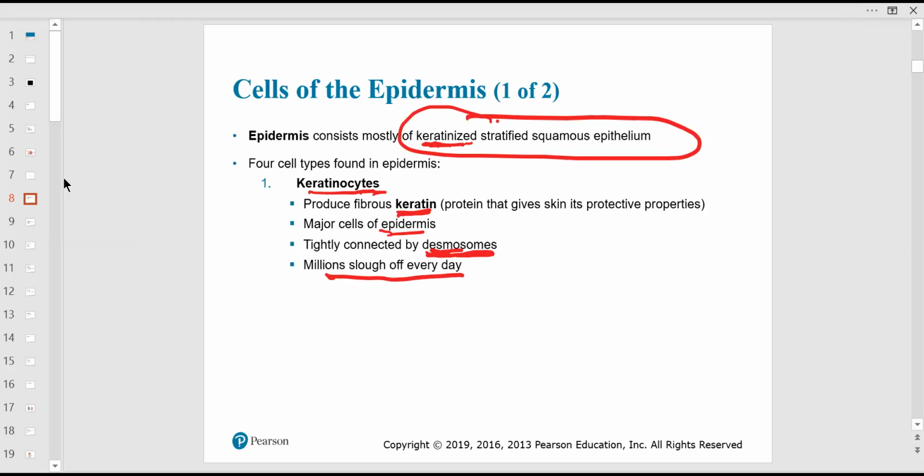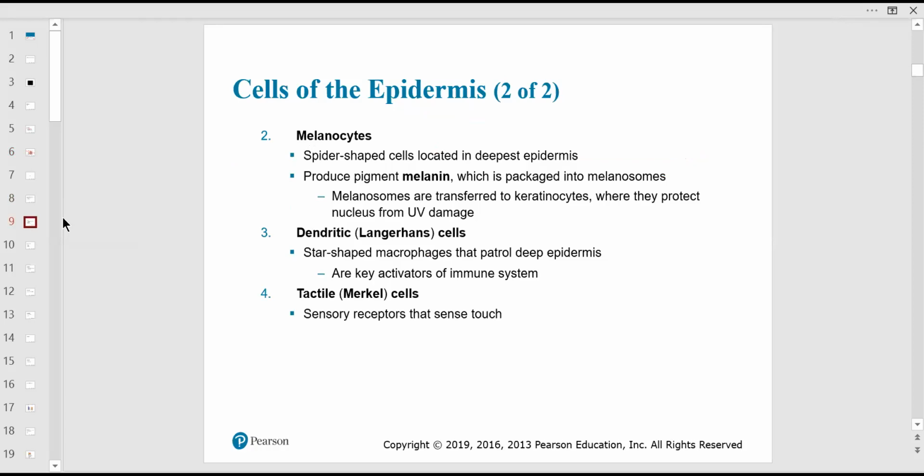Millions slough off every day. So again, we've been sitting for a few hours and we've been mitosing our cells like crazy and we got skin everywhere. Imagine that. The cleaning lady will come on Monday.